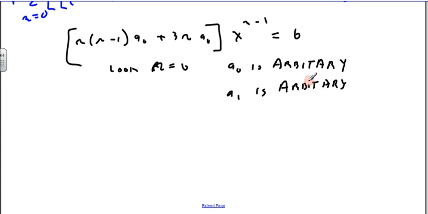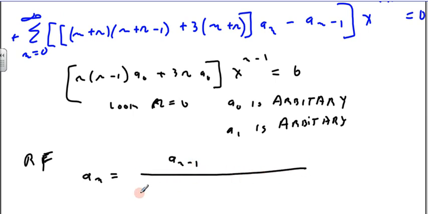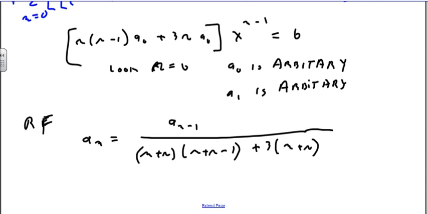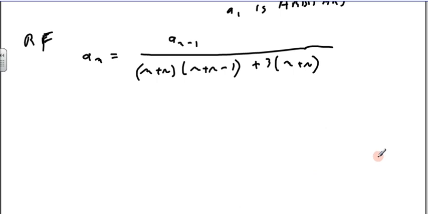I misspelled arbitrary. And then we have a recurring formula. I could abbreviate a recurring formula: an is equal to an minus 1 divided by n plus r minus 1 plus 3 n plus r. Isn't that nice? Pretty much. Okay, well, that being the case, we have two cases.